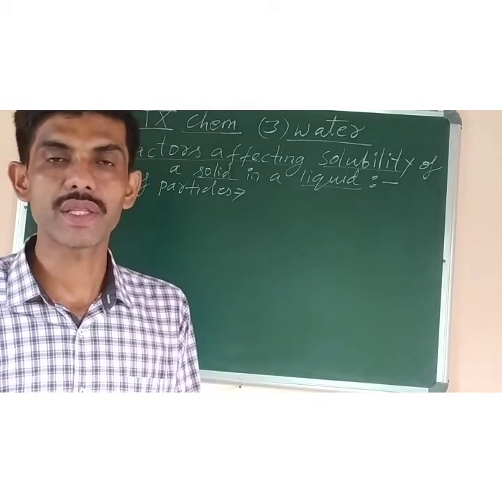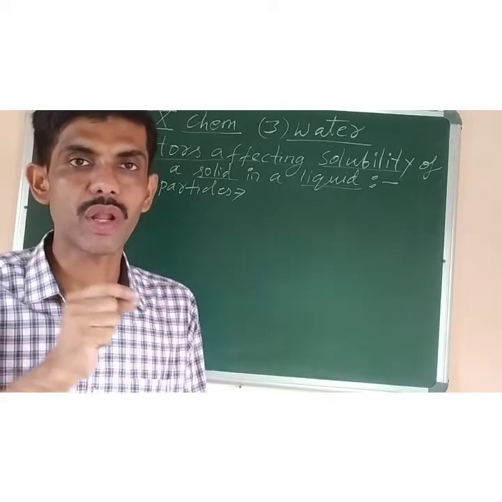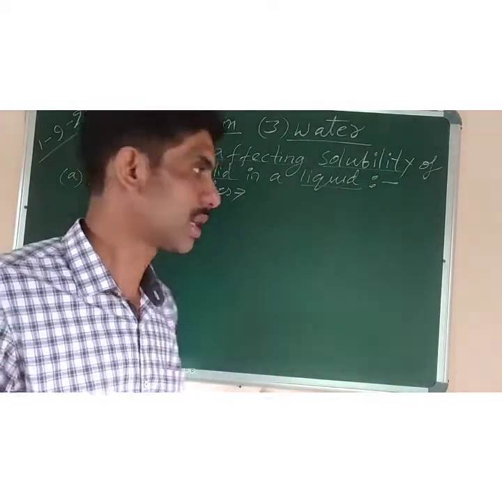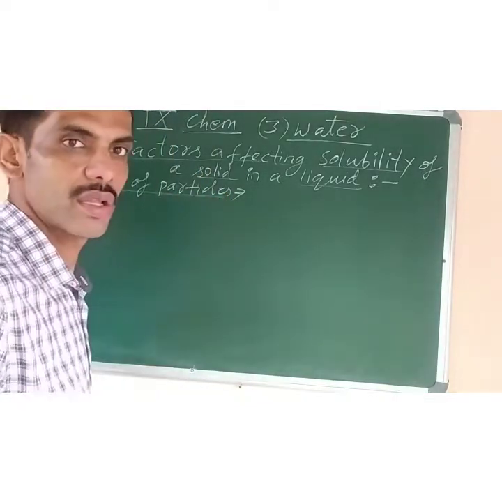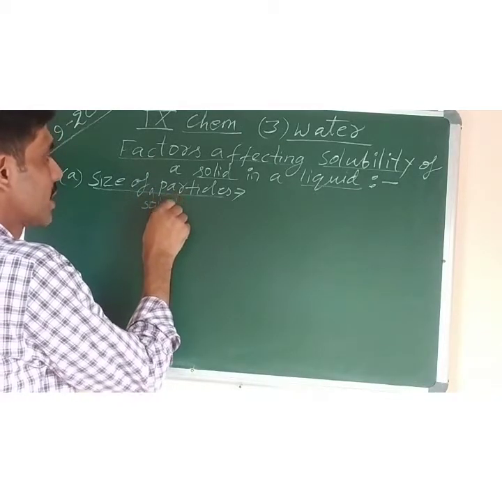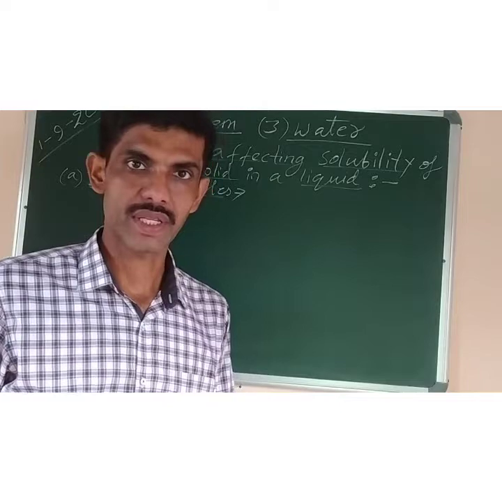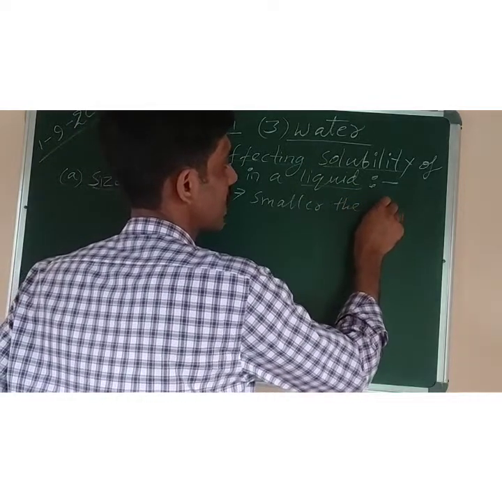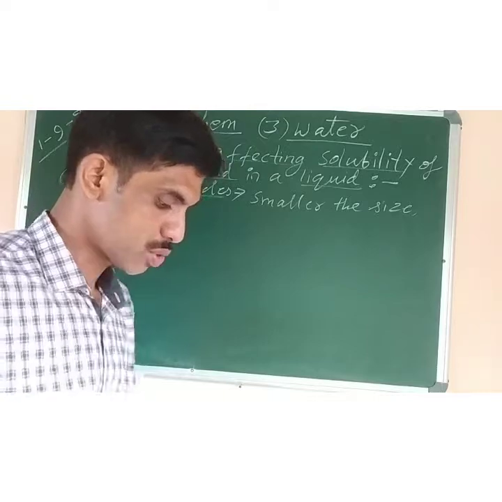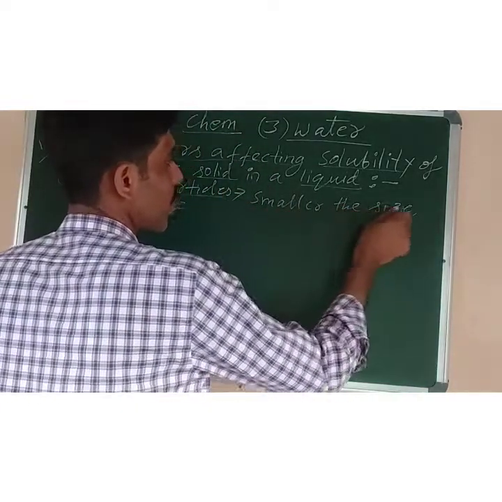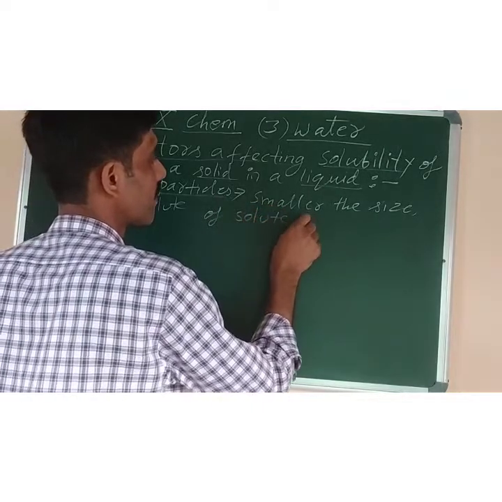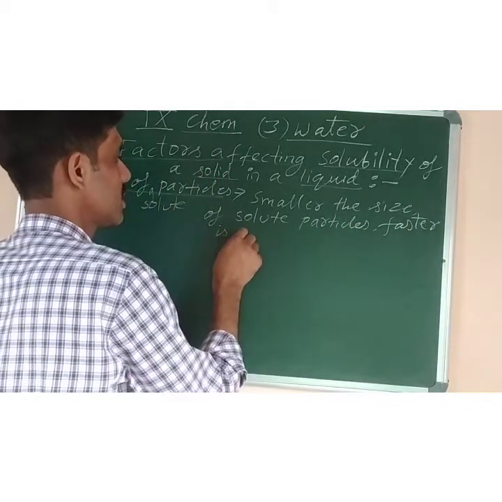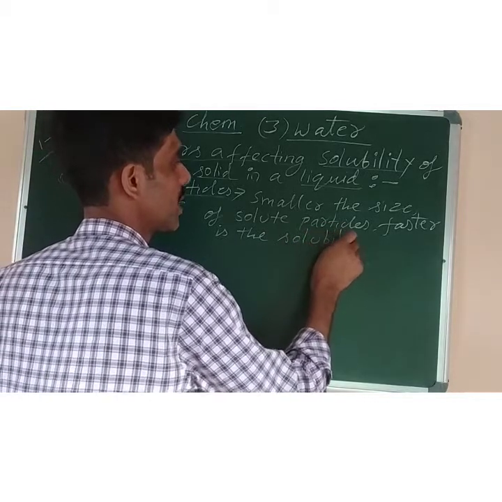But if you change the sugar solute into very smaller particles by crushing them in the form of a powder, then it will get dissolved easily or faster. So you can write, size of solid particles determine the solubility of a substance. The smaller the size of solid particles, faster is the solubility, because it will get dissolved faster.